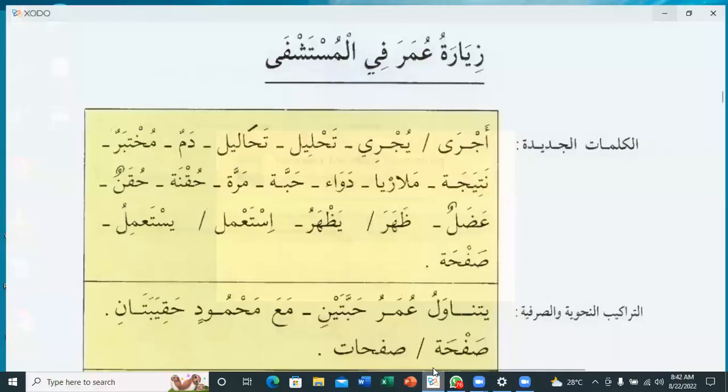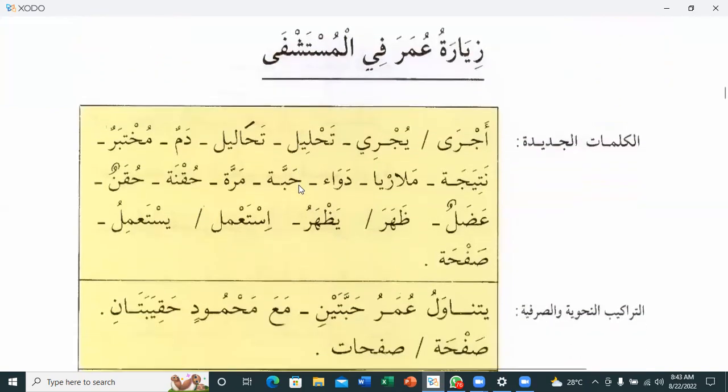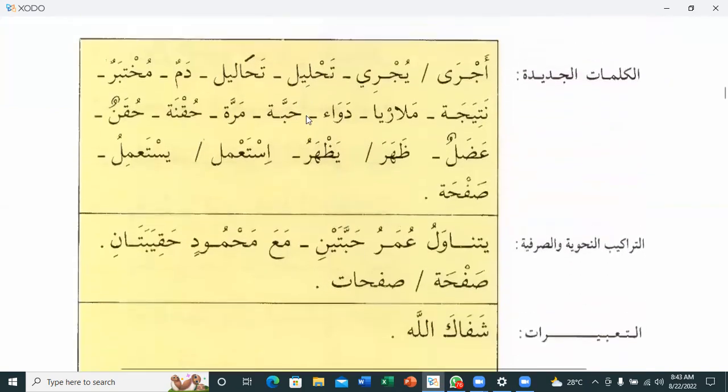And next lesson is الدرس السادس عشر. Lesson 16. زيارة عمر. Omar's visit في المستشفى, in hospital.